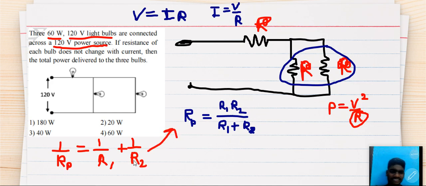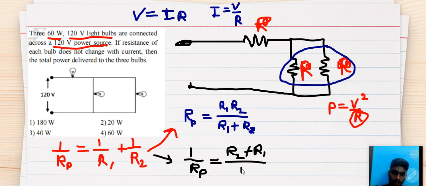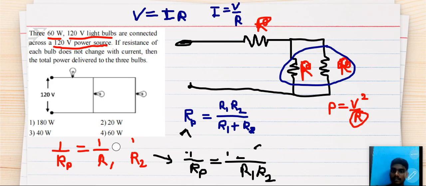So by cross multiplication, nothing but cross multiplication, I am just doing the same thing. So Rp is nothing but this equation written like this. Now cross multiplication, R2 plus R1 by R1 R2. Since my mouse pointer is not working properly, I cannot write it in a perfect manner. So this inverse can be written like this. Understood? I think everyone can understand what I'm trying to say right here.